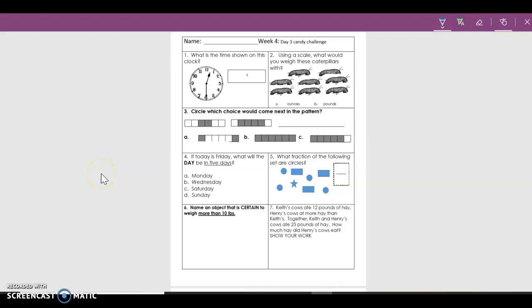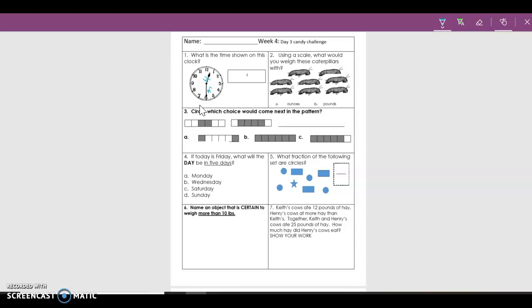All right, on to week 4, day 3 candy challenge. Number 1, what is the time shown on this clock? This is an analog clock. Make sure they notice which one is the hour hand, which one is the minute hand. If they would like to label it, they could label the hour hand with an H, and the minute hand with an M.